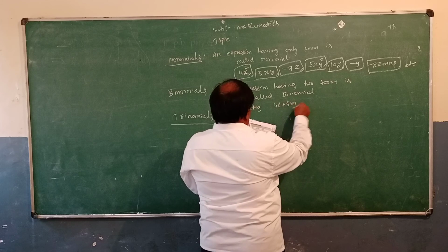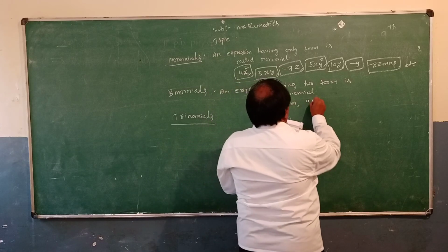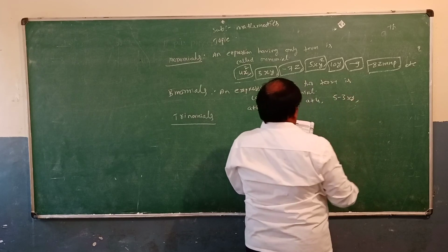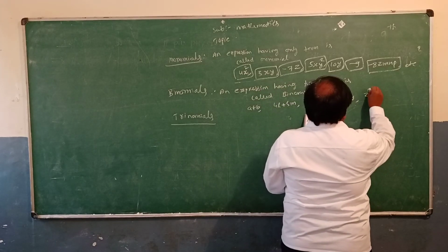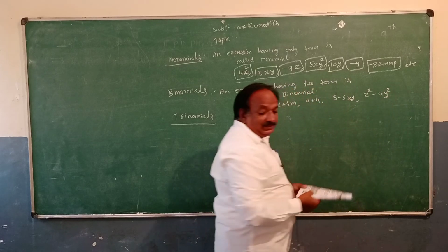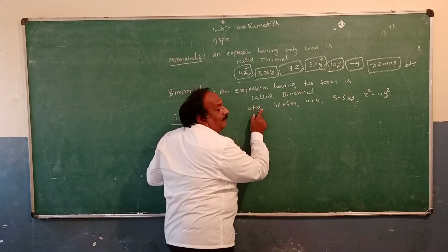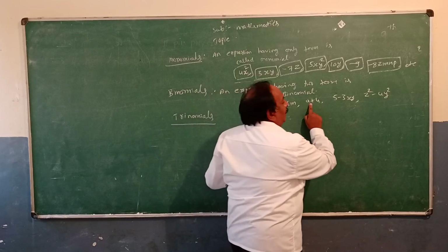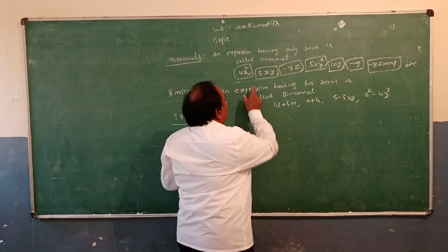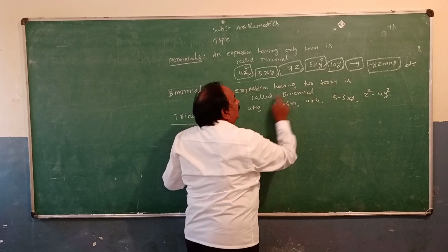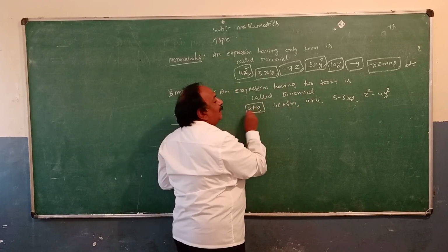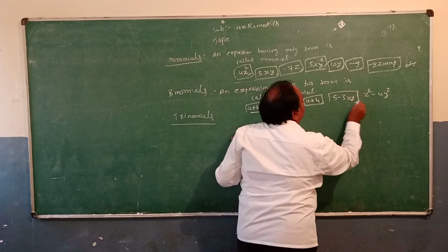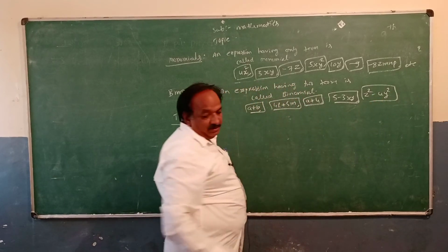4l plus 5m is binomial. a plus 4 is binomial. 5 minus 3xy is binomial. z square minus 4y square. Observe, students, here there are two terms. In between these two terms there is a plus sign, or between these two terms plus, minus. So an expression having two terms is called binomial. All these are binomial.